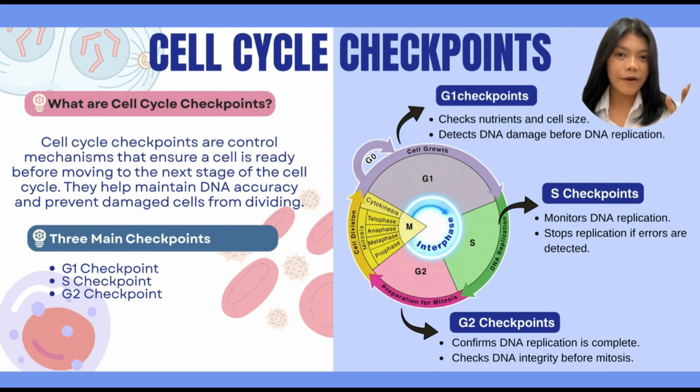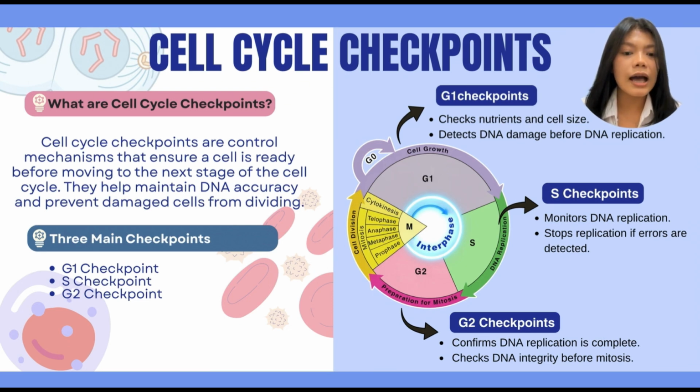Three main checkpoints. 1. G1 checkpoint. Checks nutrients and cell size and detects DNA damage before DNA replication. 2. S checkpoint. Monitors DNA replication and stops replication if errors are detected. 3. G2 checkpoint. Confirms DNA replication is complete and checks DNA integrity before mitosis.